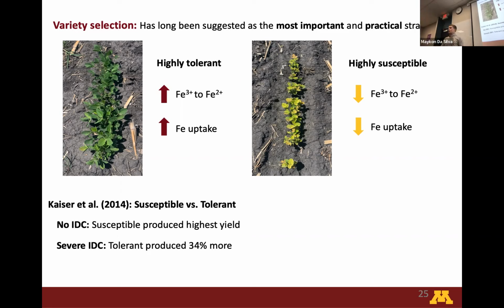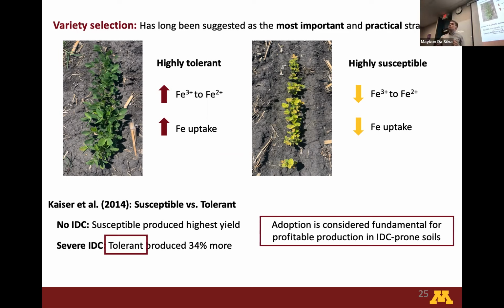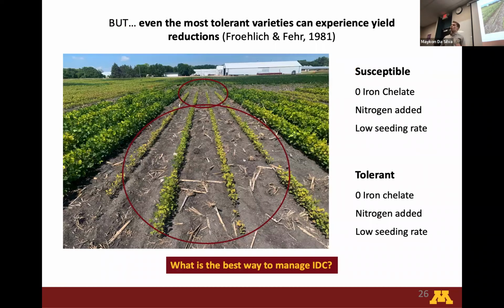In a study comparing management strategies for IDC, Kaiser and collaborators 2014 found that a susceptible variety produced the highest yield when IDC was not present. However, when IDC was severe, the tolerant variety out-yielded the susceptible variety by 34%. Therefore, the adoption of a tolerant variety is considered fundamental for profitable production in IDC-prone soils. But even the most tolerant varieties can experience yield reductions.